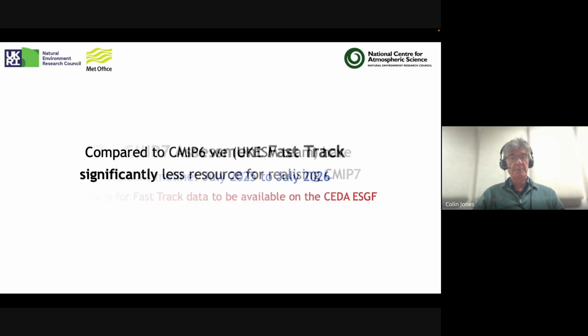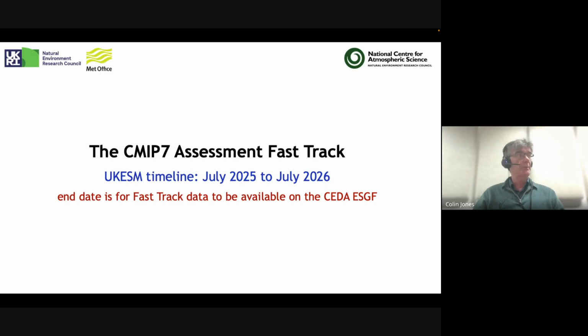Next slide, please. Okay, so the CMIP7 assessment fast track. So we've set a timeline for ourselves. This is the UKESM contribution of the experiments I'm going to explain in a minute that we will try and do centrally, of a 12-month calendar period, essentially, from July of this year to July of 2026, where July of 2026, we will aim to have the data that we have simulated as part of the fast track available on the UK ESGF node at CEDA. So that's our operating timeline.